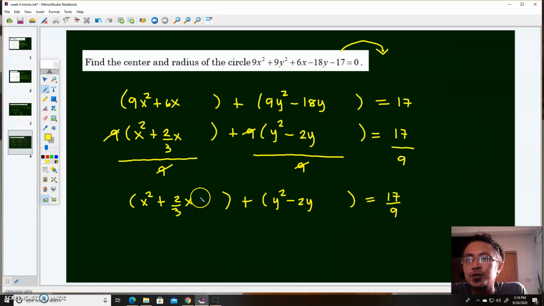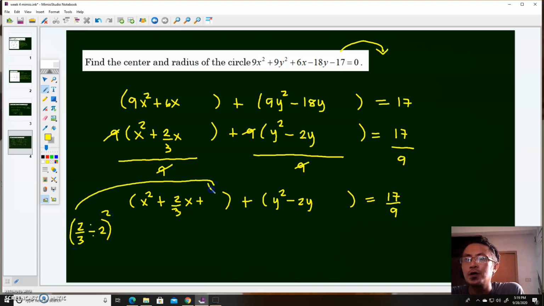Now, what should we add here? Remember the middle term, 2/3. So 2/3, the middle term, divide this by 2, and square the result. That's what we should put in here. So 2/3 divided by 2 is obviously 1/3. Square, it's 1/9. So we should also add 1/9 on this side, so that the equality is not changed.